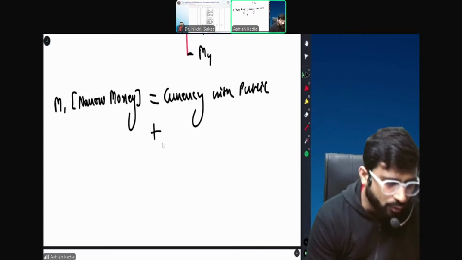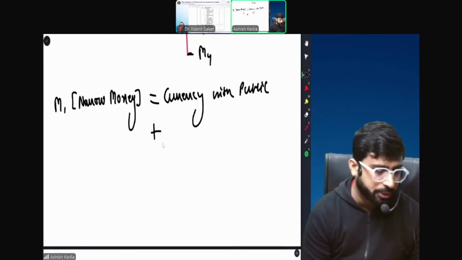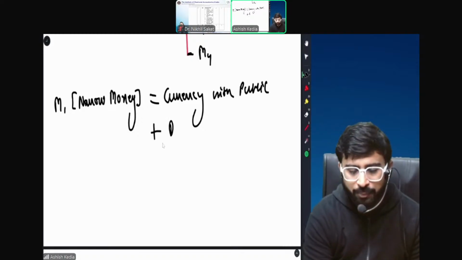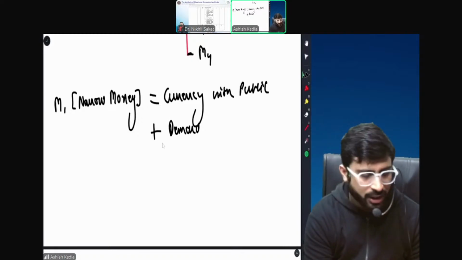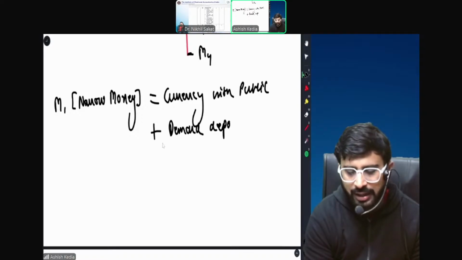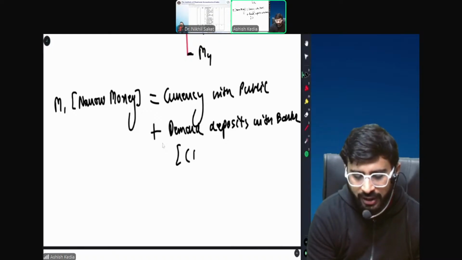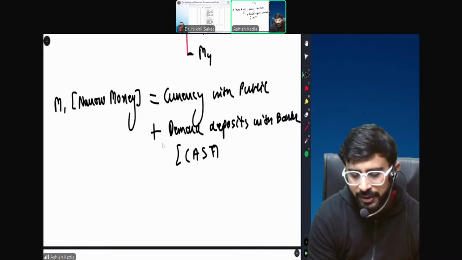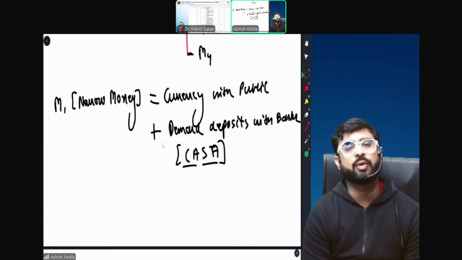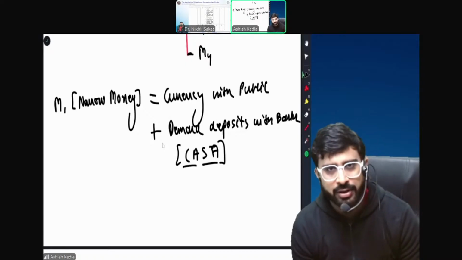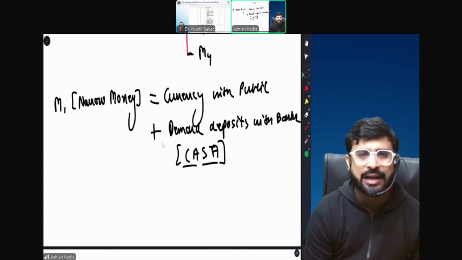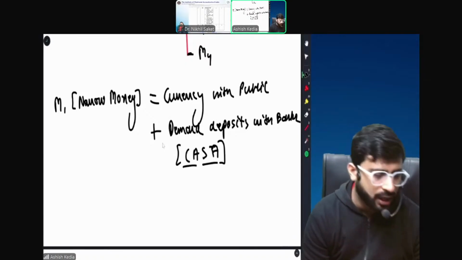Then, as all of you know, demand deposits with banks. We also call them CASA deposits. If you remember, while I was teaching in the class, I had used this language, demand deposits with banks, and I had told you these are CASA deposits. Do you remember what CASA deposit means? CASA means current account and savings account, because these deposits are with the bank and you can withdraw them anytime you want because they are easily liquid, right?